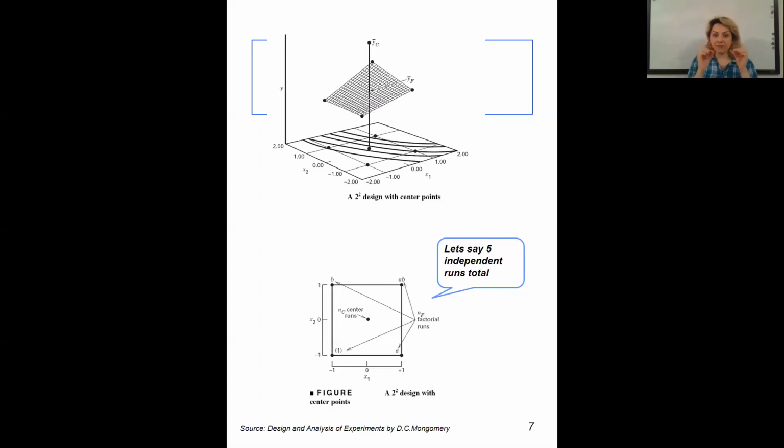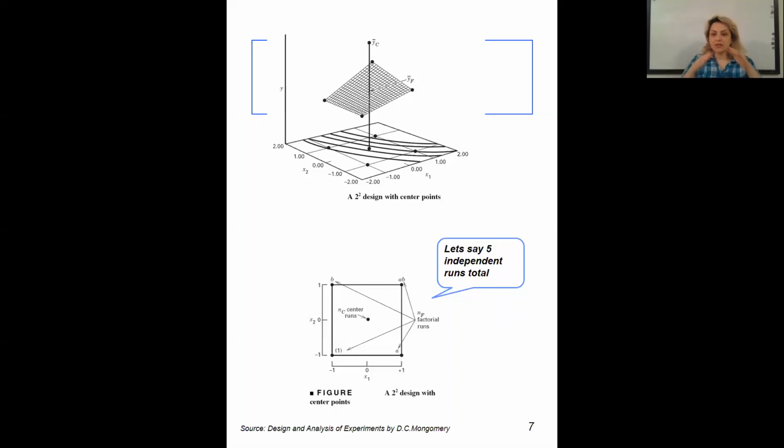So if the average of the replication at the center point, which I'm going to show you, call it y bar C, is equal to the average of all of those runs on the factorial runs, the average is the same. What does it tell us? You can pause the video here, think about the question, and then come back and listen to the rest of it.